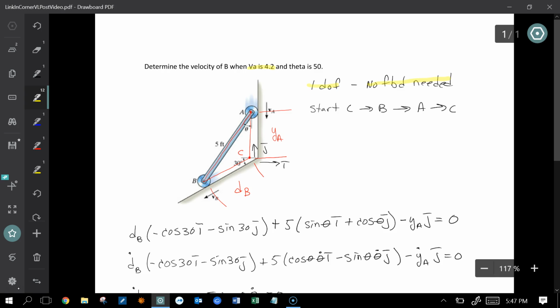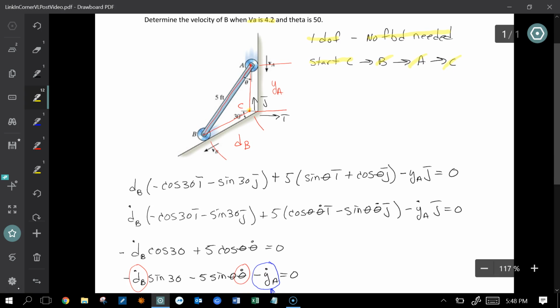Okay, to do the vector loop, you have to be able to see how to walk around in a loop. Some problems make it obvious that it's difficult, and in class I'll cover more details. But basically, you can start anywhere you want, walk around the diagram, and return to your starting point. So in this case, I'm going to start at C, this point right down here. I'm going to go to B, then walk to A, and then walk to C, and then I'm done with my loop.